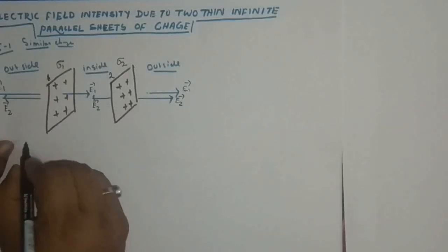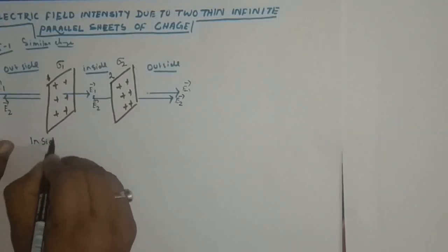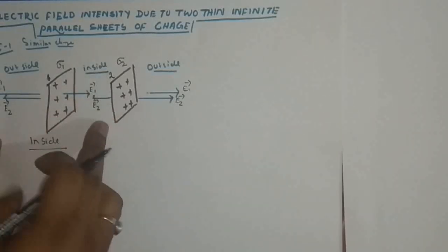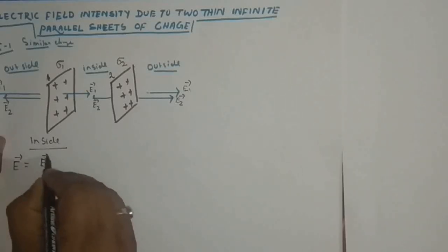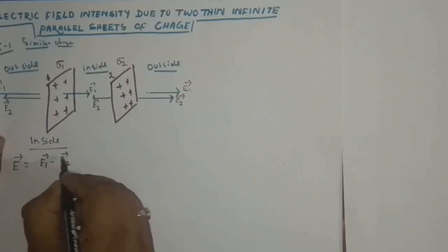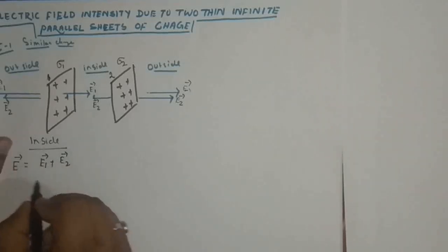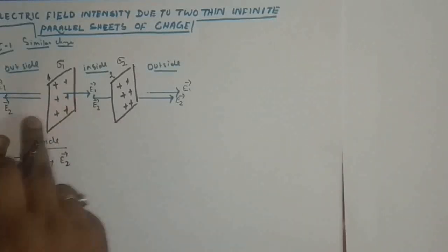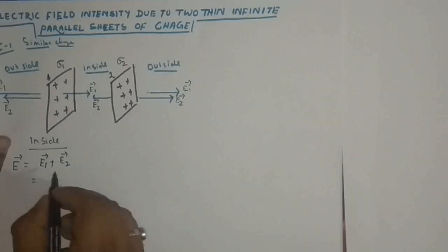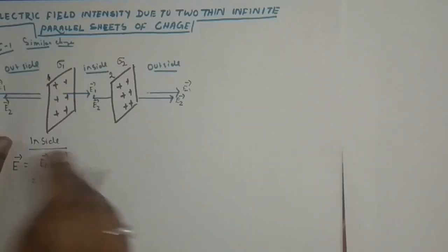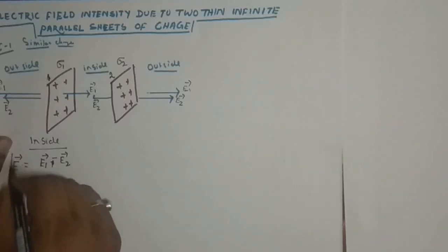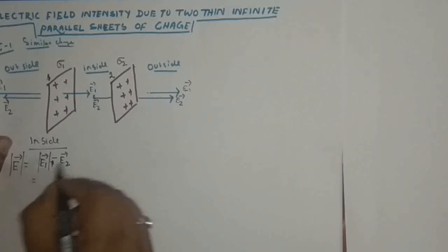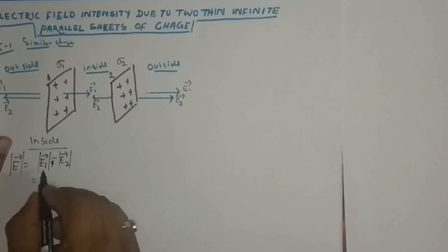Now, let us go for the inside case first. If I go for inside, the resultant electric field is E1 minus E2 in magnitude, since they are in opposite directions. No need to confuse: in opposite directions, magnitude will be subtracted. Is it okay now? And what is E1?